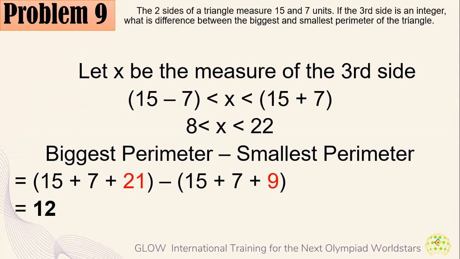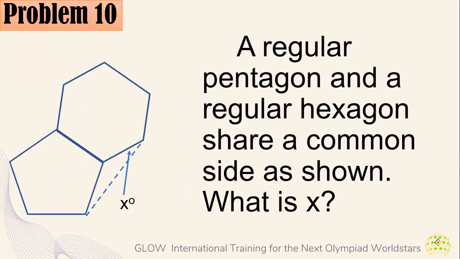Number 10. A regular pentagon and a regular hexagon share a common side as shown. What is x? So this is the pentagon here, a regular pentagon. This is the regular hexagon. They share a side. So how big is this angle x here? I will reveal the answer now, and let's see if you got it right.